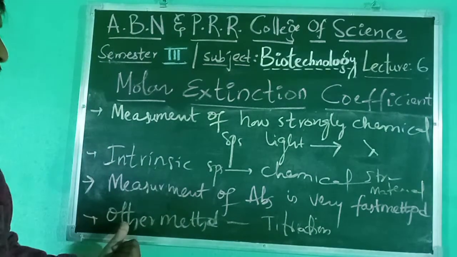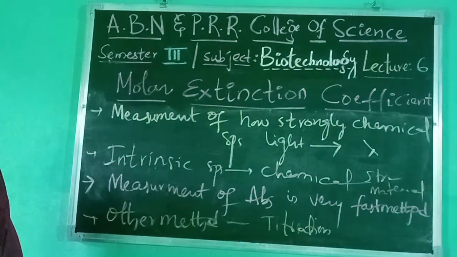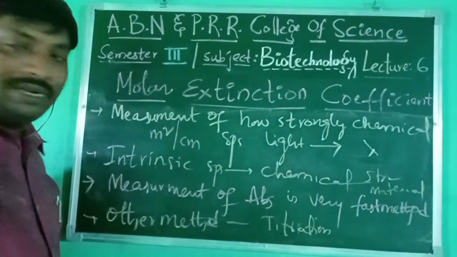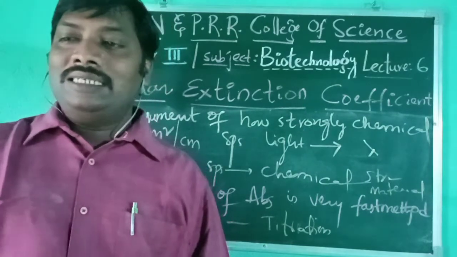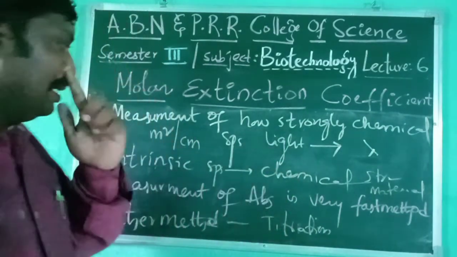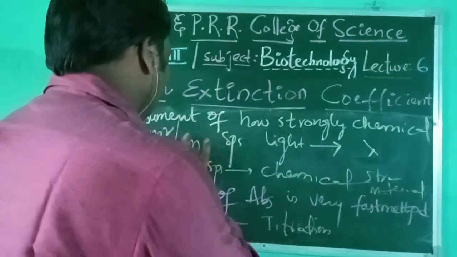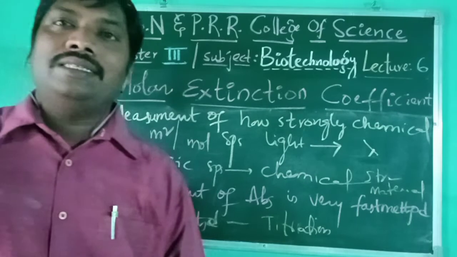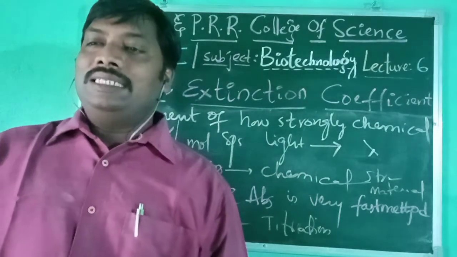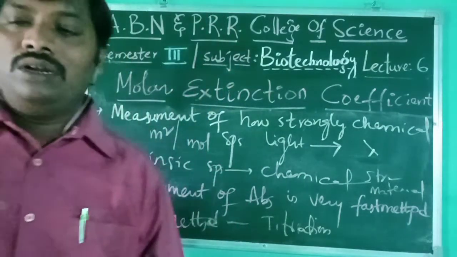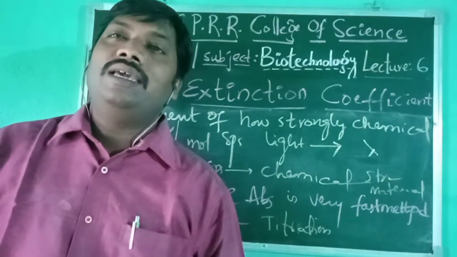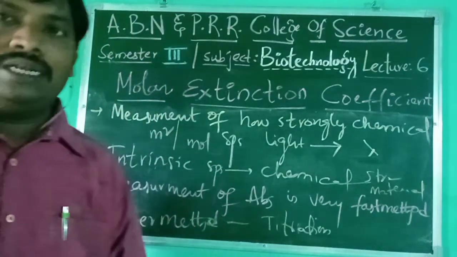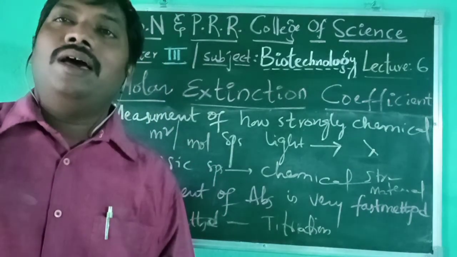And the SI unit of the extinction coefficient is meter square per mole. Here the extinction coefficient is meter square per mole. Next, estimation of the molar concentration of a solution from its measured absorbance. So this is a short answer question: extinction coefficient or attenuation coefficient, molar extinction coefficient.